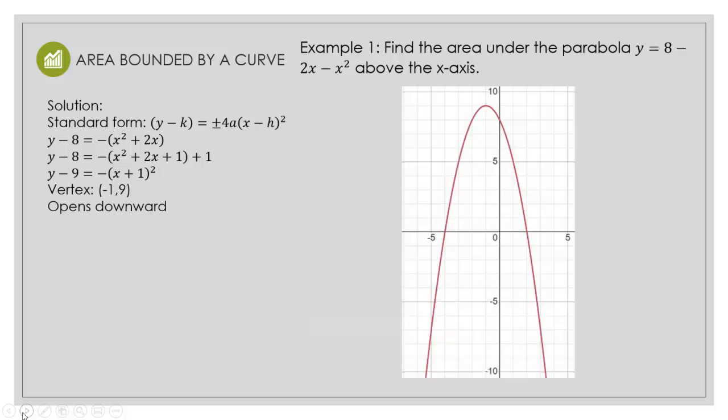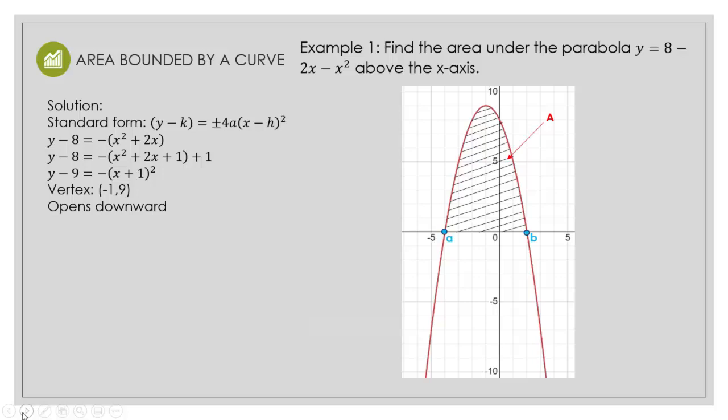This is the sketch of the parabola. Based on what is being required from the problem, this is the area that we must find. However, the problem does not give us the distances of the left and right boundaries of the area.